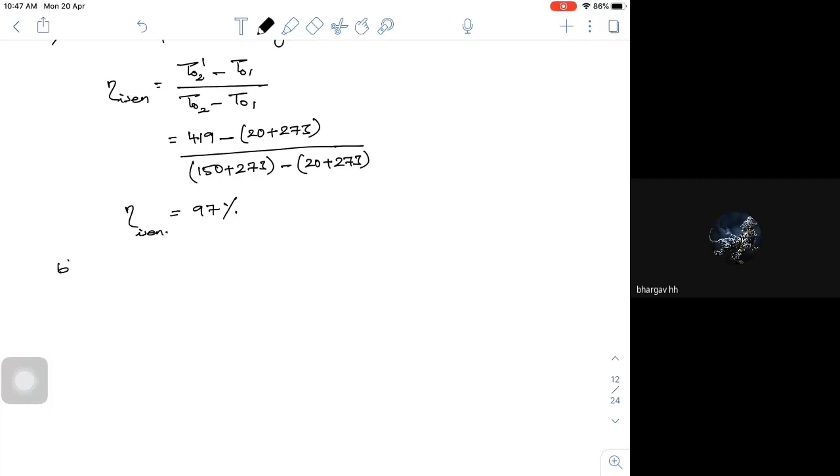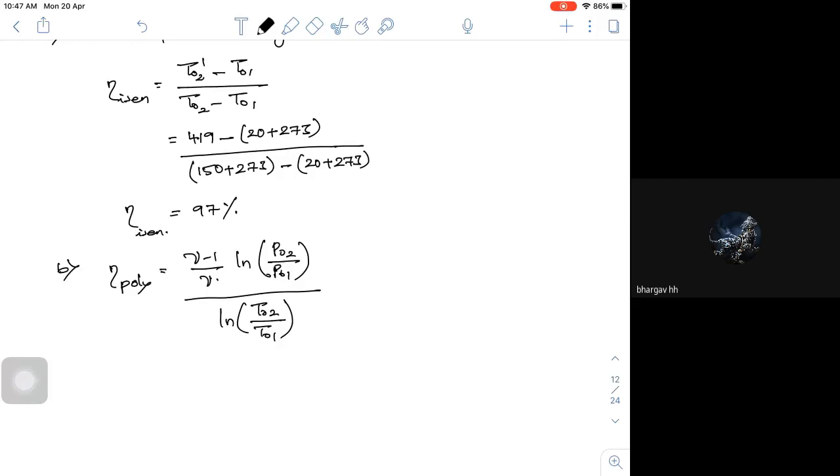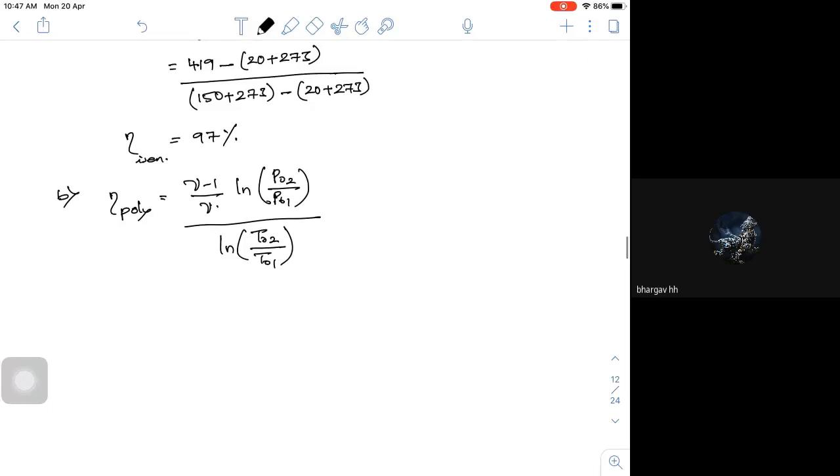Okay. What is polytropic efficiency? If I go back, I think in unit 1, we have this formula. The polytropic efficiency is given by (gamma minus 1) by gamma into ln of T02 by T01 divided by ln of T02 by T01. This derivation has been done. We can cross check that. Fine. Gamma minus 1 by gamma into log of P02 by P01 divided by the log of T02 by T01.